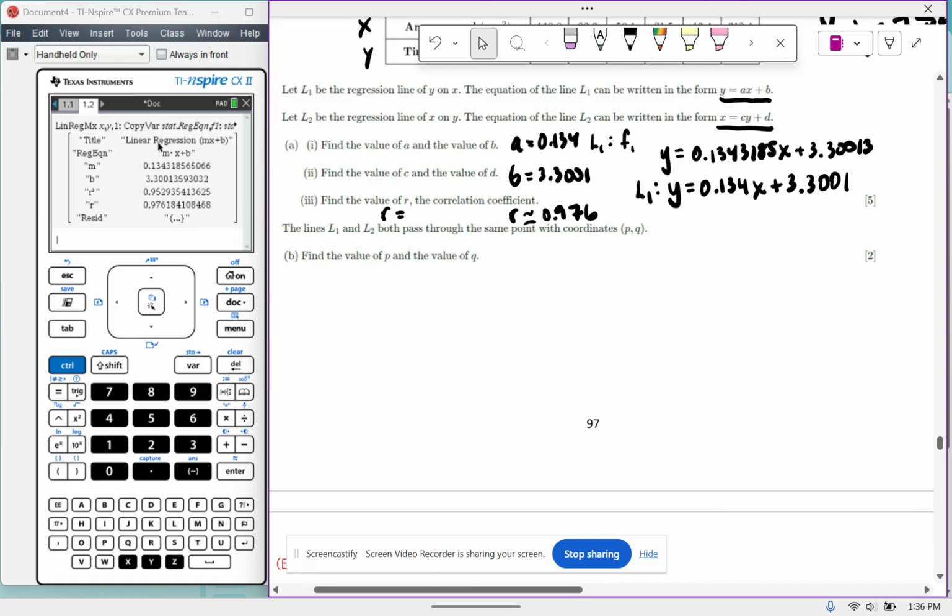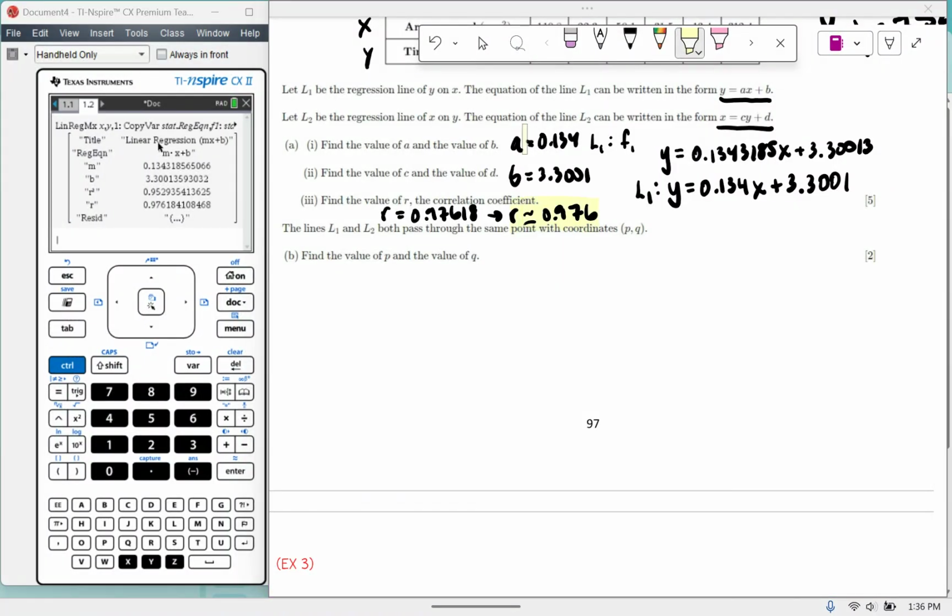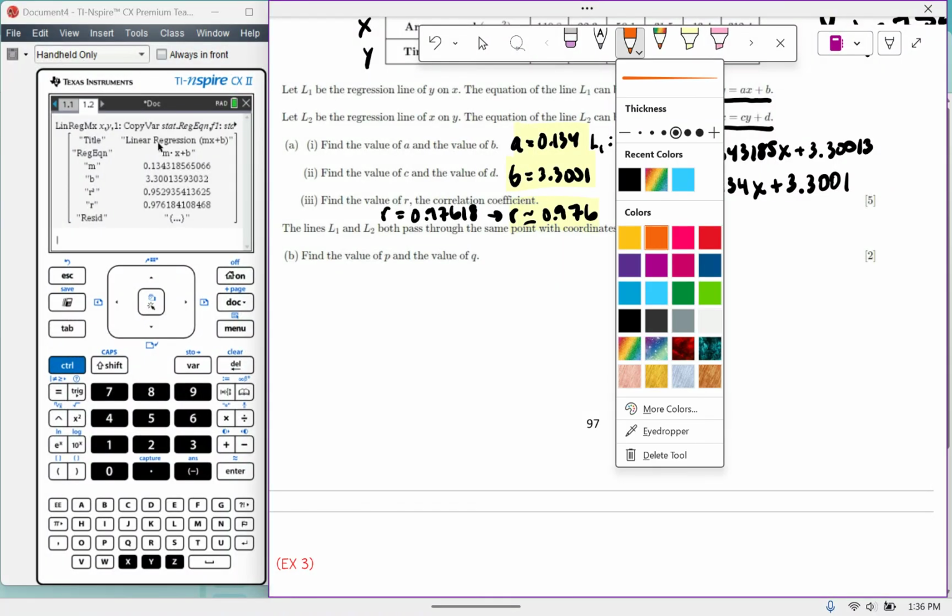Oh, that all comes from L2. So I'm doing all of the L1 stuff first, and then I'll go back and do L2. So R is 0.97618, that was unrounded, okay. So for this one here, I have A, I have B, and that all came from L1. All right, I'm going to switch colors and do L2.